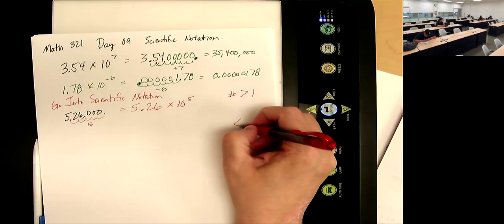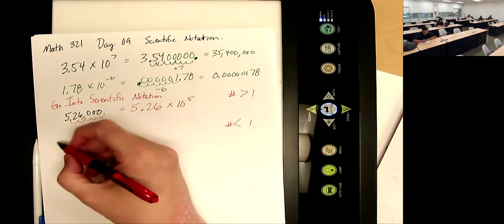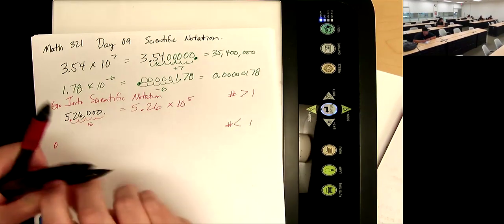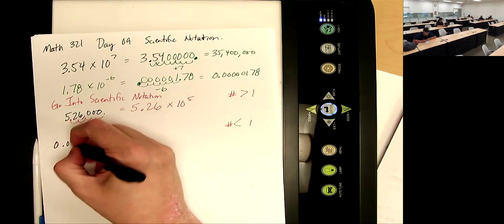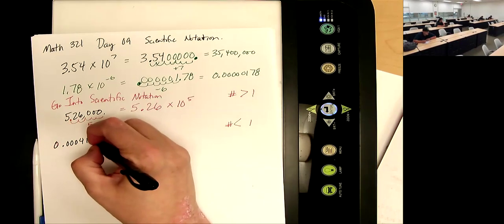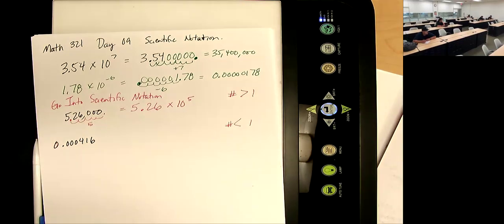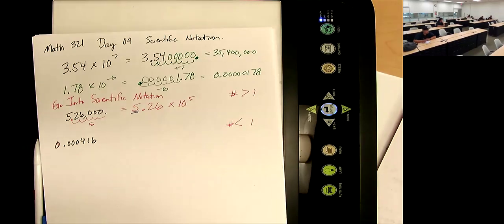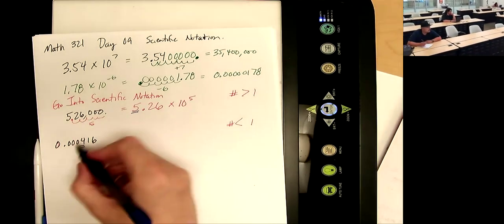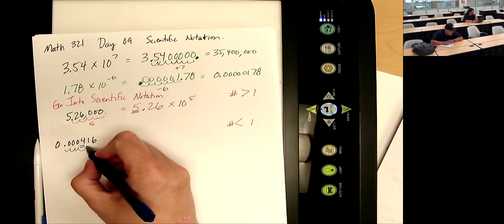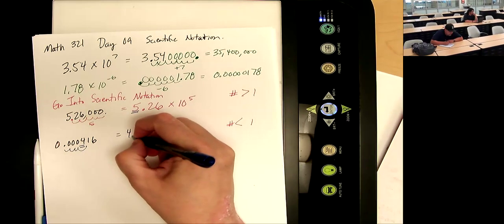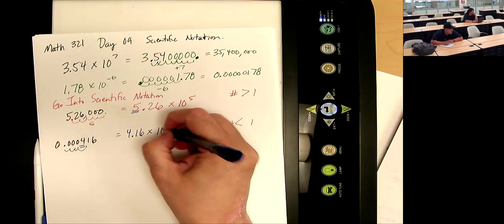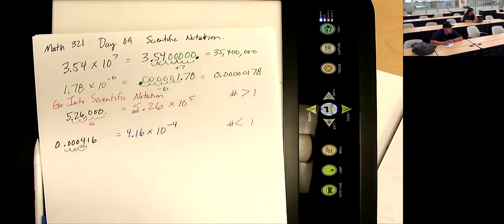And if your number starts off as less than one, like 0.000416, you're aiming for a single digit in front of the decimal place. So I want this digit in front of the decimal place. I'm going to move it right four times here. So 4.16. And this was a number less than one, so it's going to be negative.